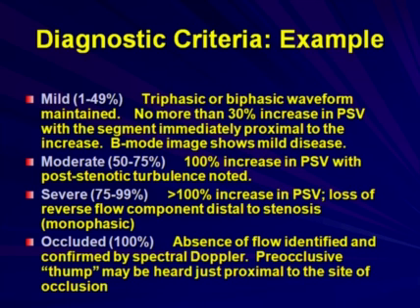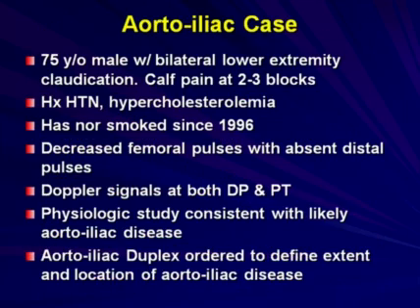This is an example of diagnostic criteria. Some centers will use greater than or less than 50% stenoses. Others will break that down further into 50 to 75 and 75 to 99 based on these criteria. Occlusions, of course, you have to confirm the absence of flow, and normally we'll hear a pre-occlusive thump just proximal to the site of that occlusion, and then confirm that it's occluded within the vessel segment that is occluded.